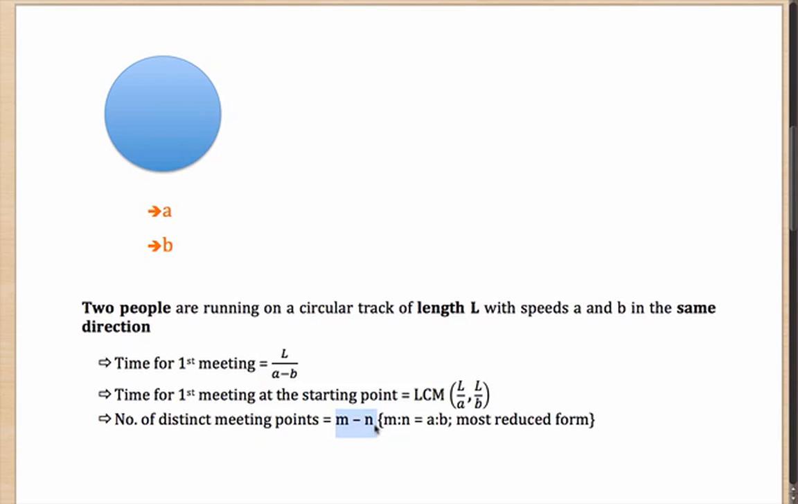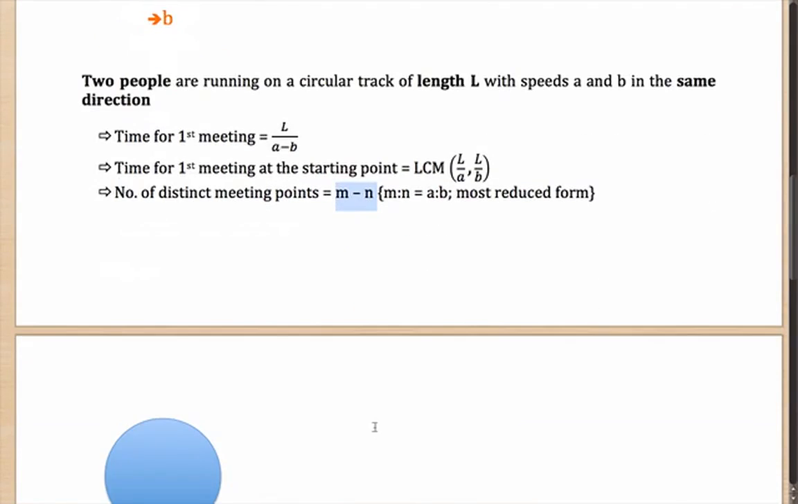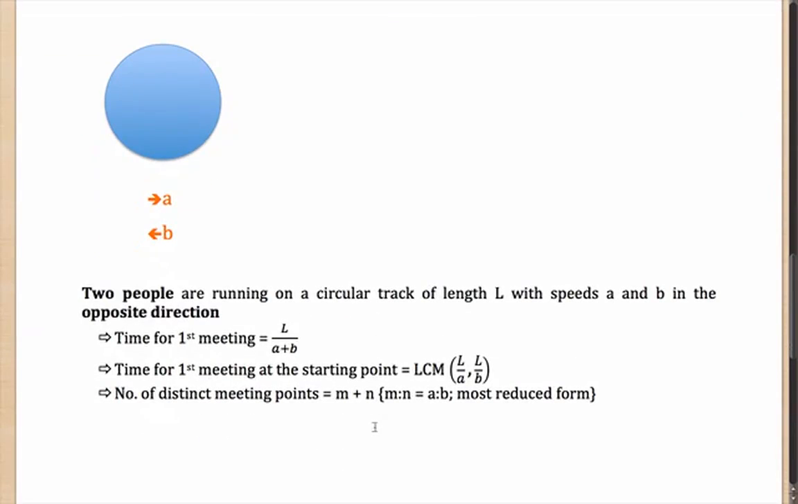Continuing with a similar idea, when there is a circular track and two bodies are in opposite directions, that is, one of them, in this case A, is going anti-clockwise, whereas the other one, B, is going clockwise.